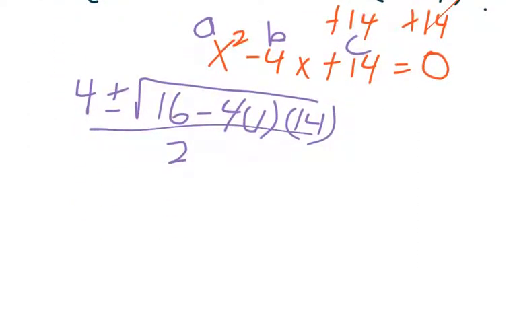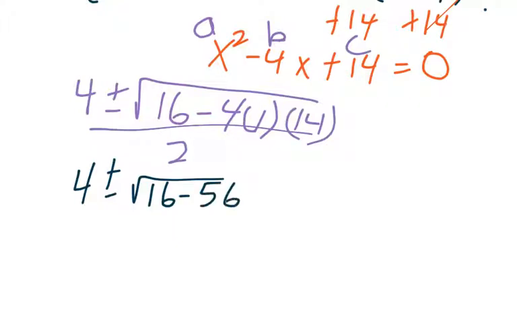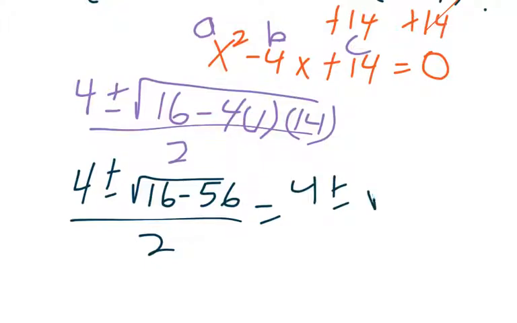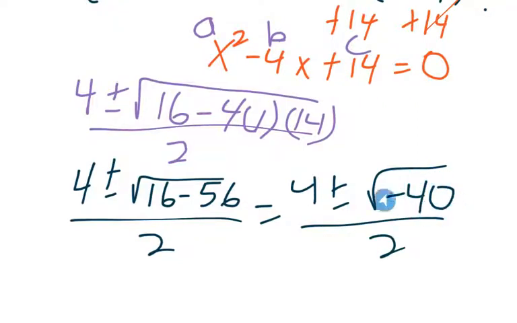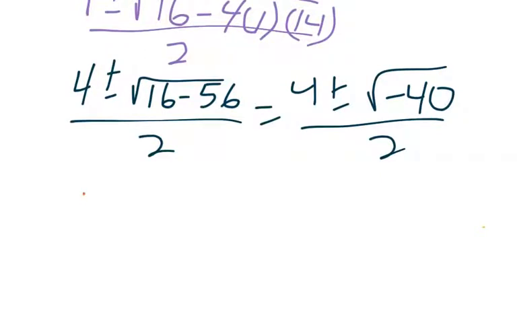Now I break it down further and do order of operations. So 4 times 14 is 56. So 16 minus 56. It becomes 4 plus or minus the square root of 16 minus 56, all over 2. And that equals 4 plus or minus the square root of negative 40, over 2. We can't have the square root of a negative, but if we do, we're going to call that i. So that really becomes 4 plus or minus i, and I'm going to break down that square root of 40.